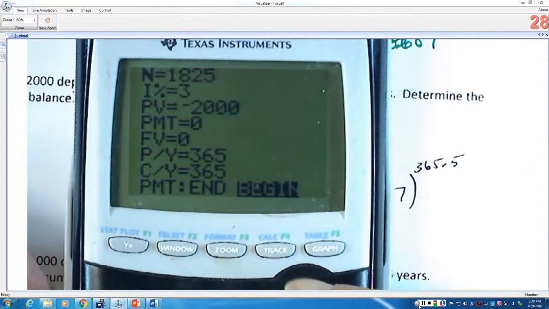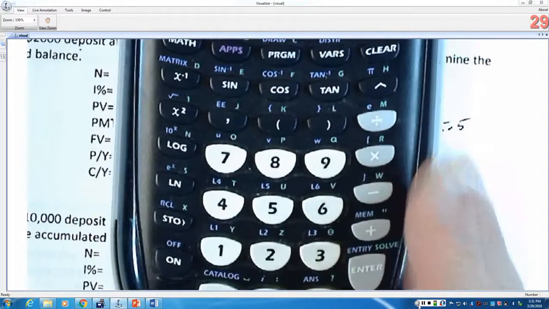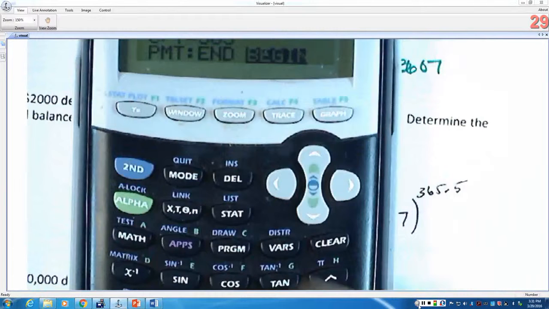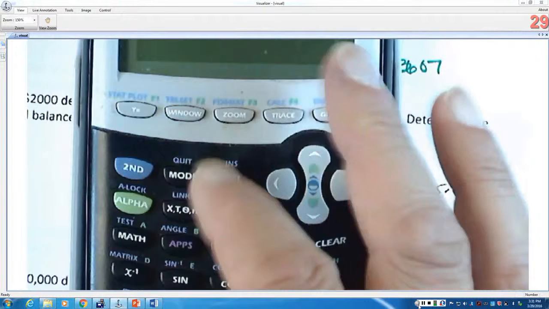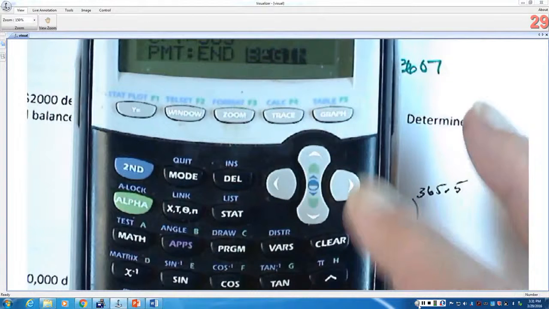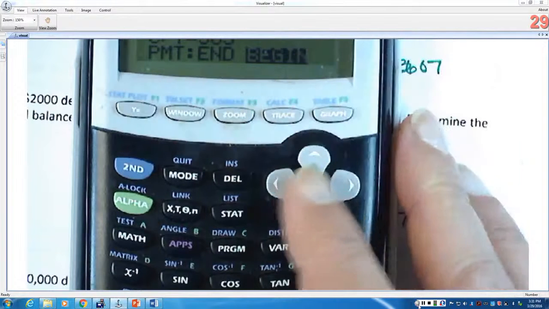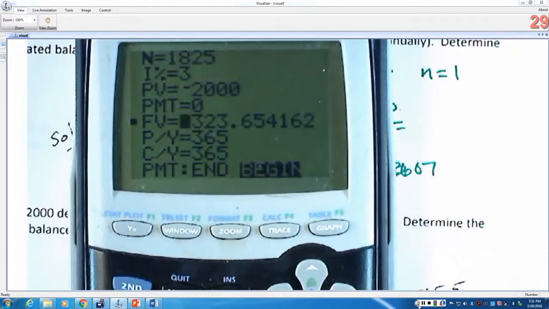Now what you do is you move the cursor until you get to future value. And then you're going to move right here. You're going to see that solve and it's in green. So you hit the green button and solve. Whoops, sorry, I got the wrong one. So I'm going to go back over here. Okay, there we go. I'm going to move it over here to future value. And then I'm going to go green and solve. And I get my number, $2,323.65.